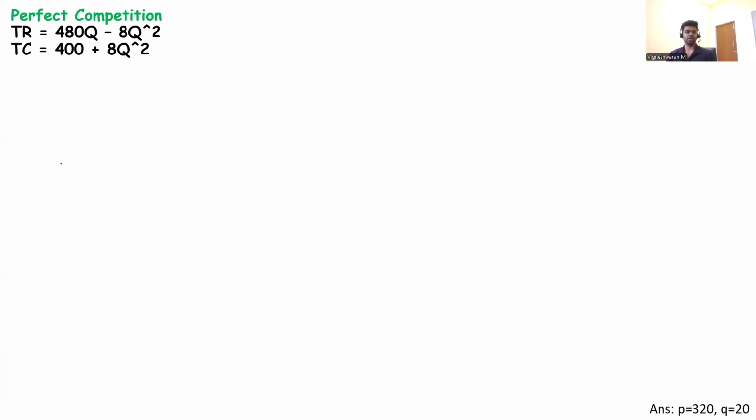For example, see here in this question itself, I have given the total revenue and total cost. We want the profit maximizing price and output for this question. So for perfect competition, what is the condition? Equating conditions. You write here: perfect competition means MC is equal to average revenue. So we have to equate these two things.